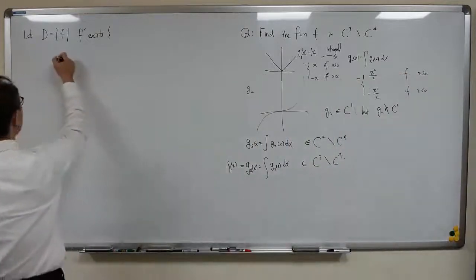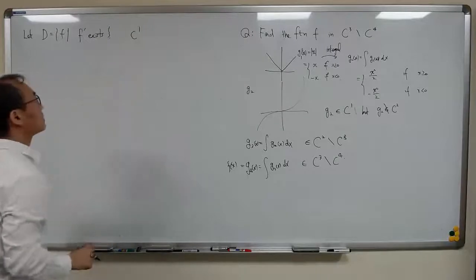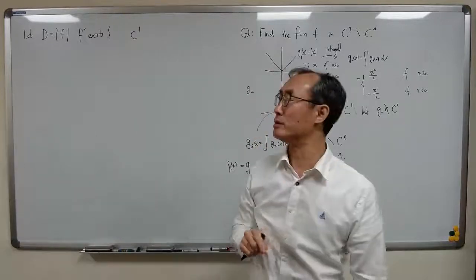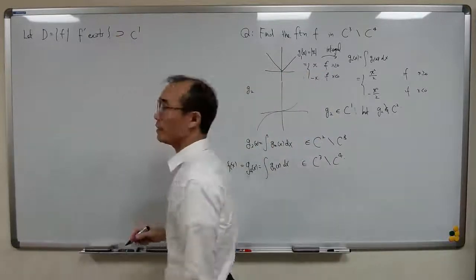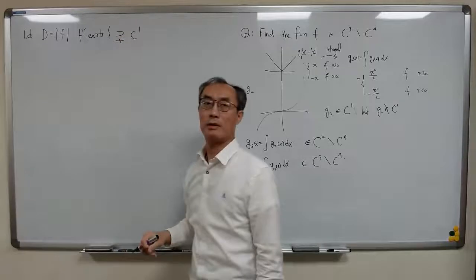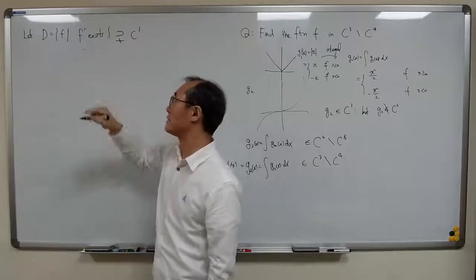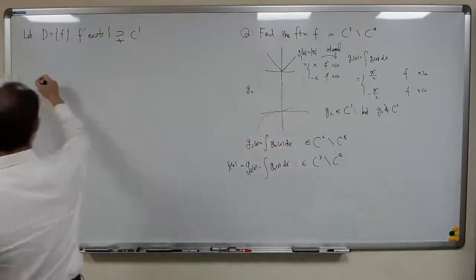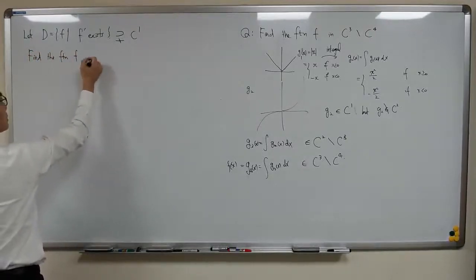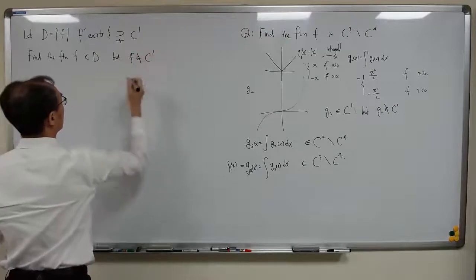Then you can compare this differentiable function class and the C1 class. All the functions in C1 must be differentiable and the derivative should be continuous. So you have this natural inclusion relation. But this inclusion is proper. That means you can find a differentiable function that does not belong to C1. So the question is, find the function f that belongs to D, but is not in C1.